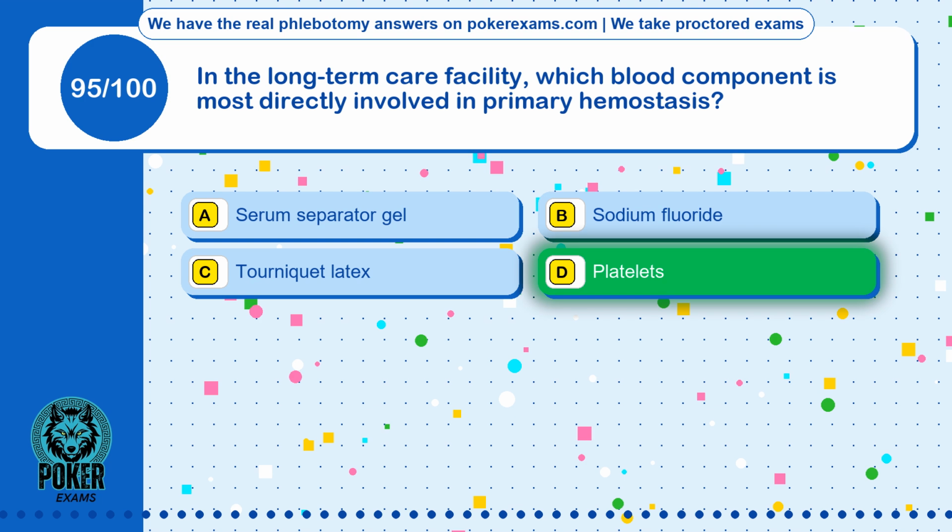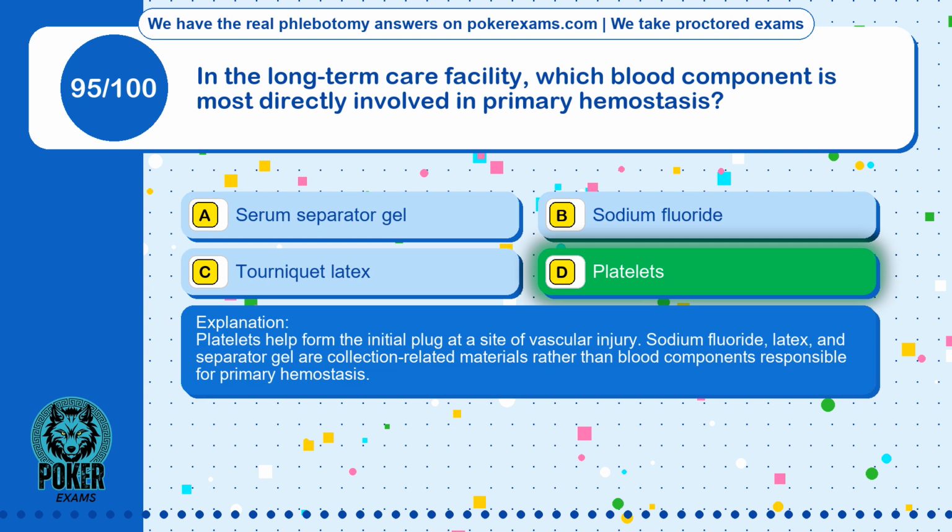The correct answer is option D. Platelets. Platelets help form the initial plug at a site of vascular injury. Sodium fluoride, latex, and separator gel are collection-related materials rather than blood components responsible for primary hemostasis.